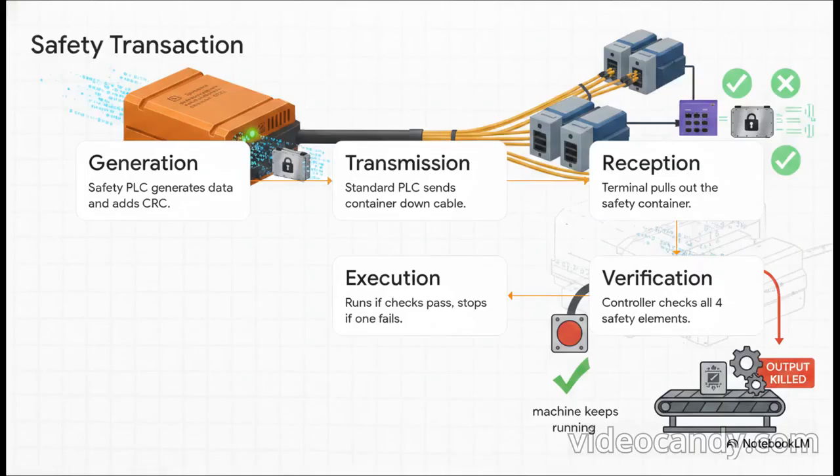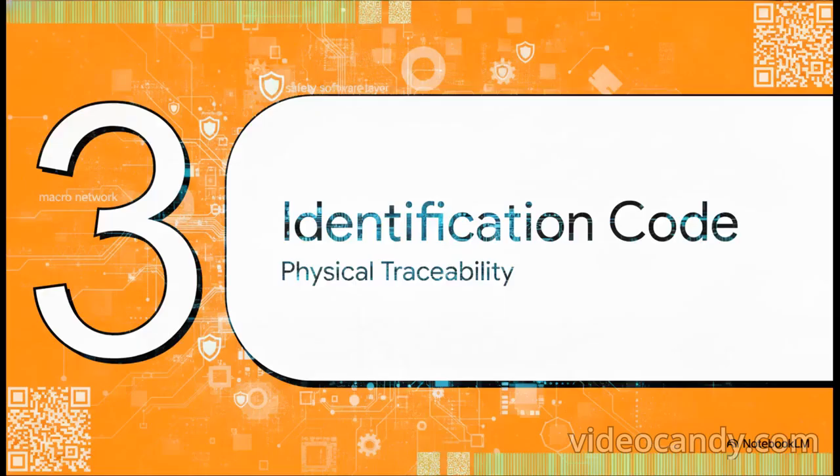First, the safety PLC generates the logic, adds the security elements, and locks the container. Next, the standard PLC packs it up and sends it blazing down the wire. Upon reception, the terminal instantly extracts the container, hands it straight to a dedicated safety microcontroller, and meticulously verifies all 4 safeguards. If everything matches perfectly, the machine runs. But if even one check fails, say a sequence number is off, or the CRC doesn't perfectly match, the output is instantly killed, preventing a catastrophic industrial accident in a matter of nanoseconds.